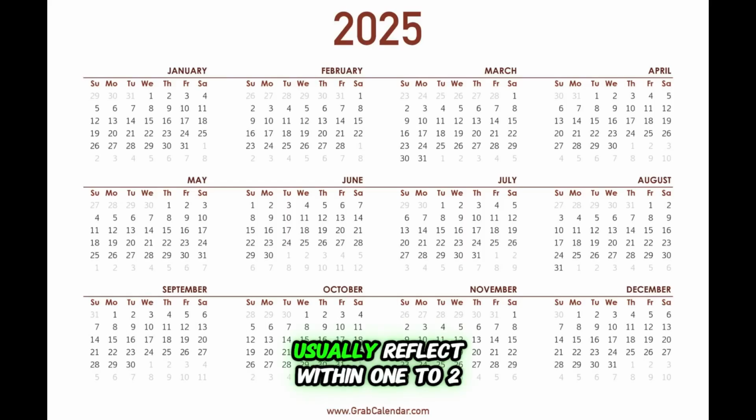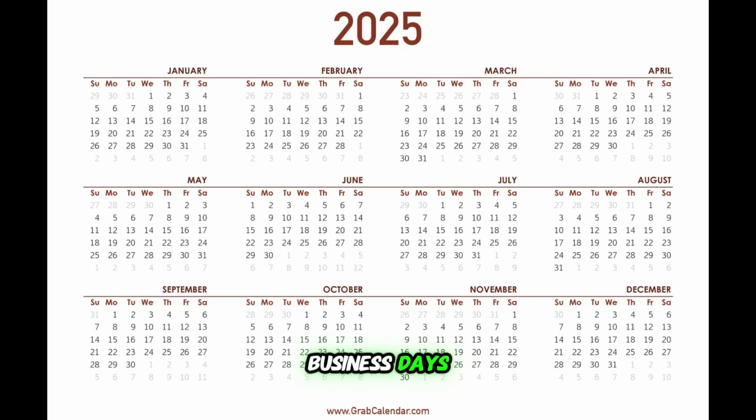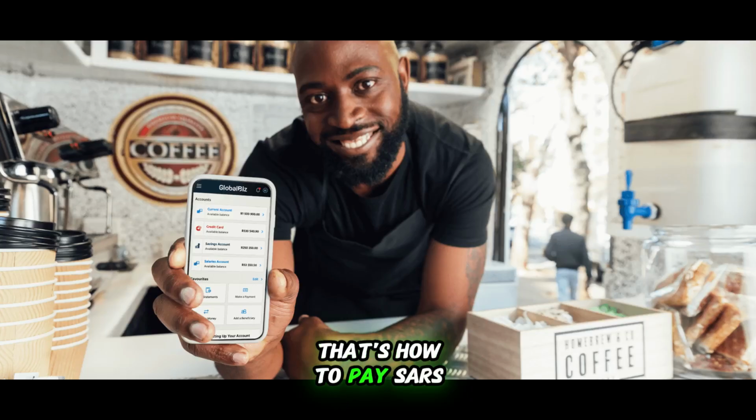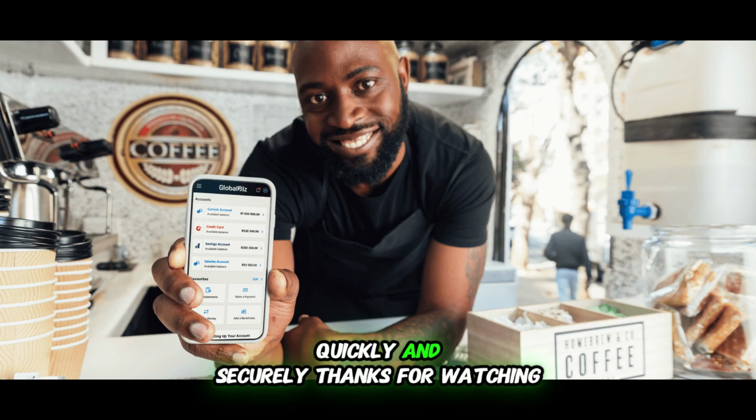Payments to SARS usually reflect within 1 to 2 business days, but it's best to keep your proof of payment for your records. That's how to pay SARS using the Capitec app quickly and securely.